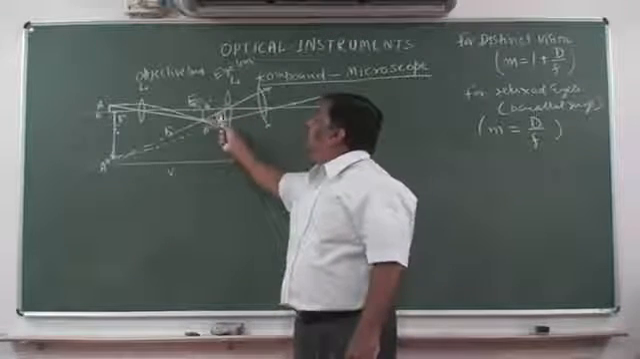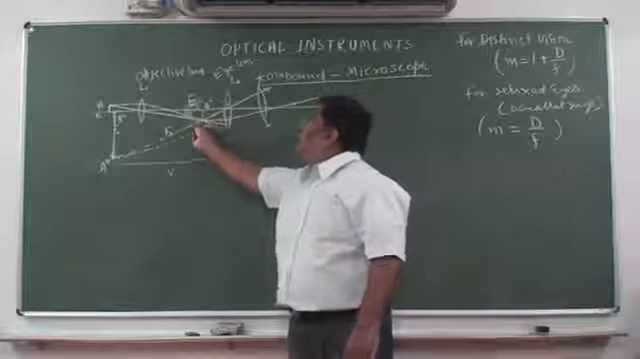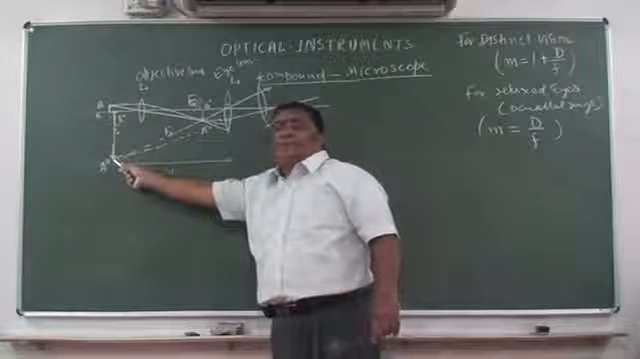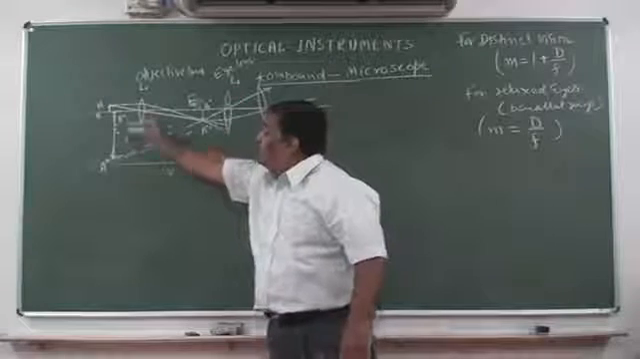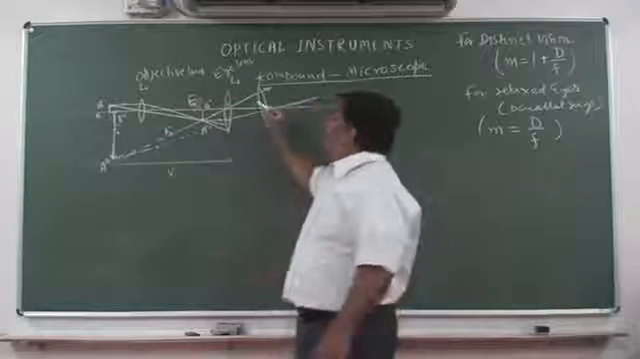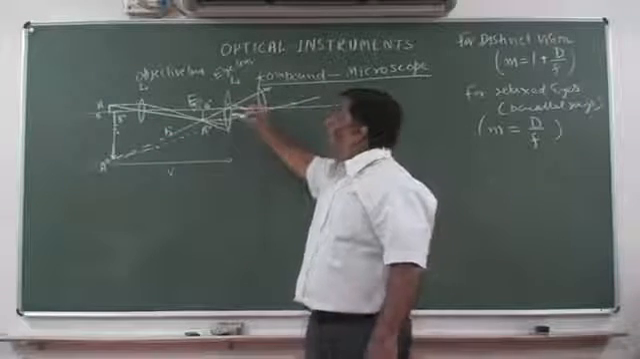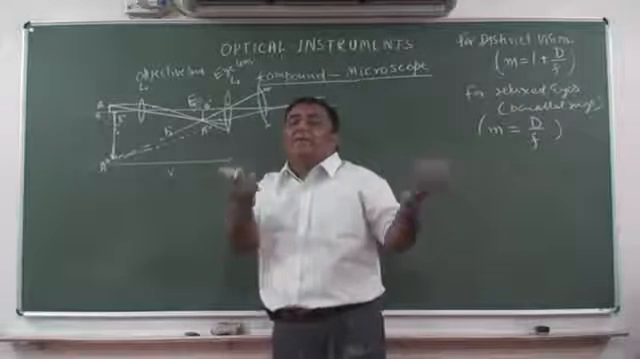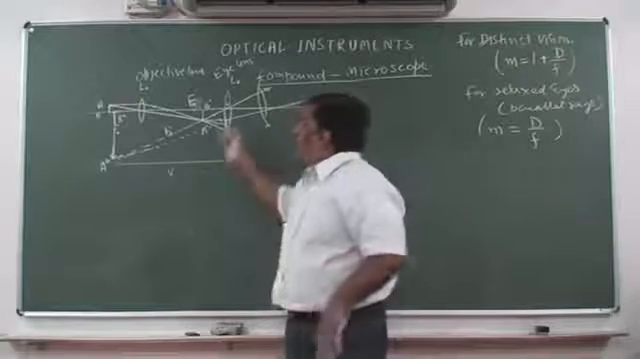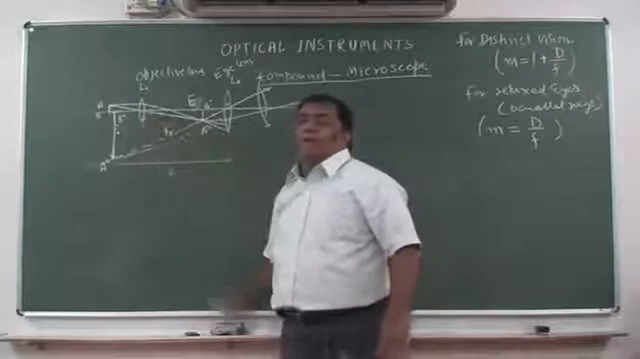Okay, this image acts as object for this lens, but we slide it so much that this image lies within the focal length. So this makes again a magnified image on the same side in the same direction, but it is magnified. This is by the eye lens. Now here this eye lens is acting as a simple microscope, a magnifier. Okay. So it is making it large.